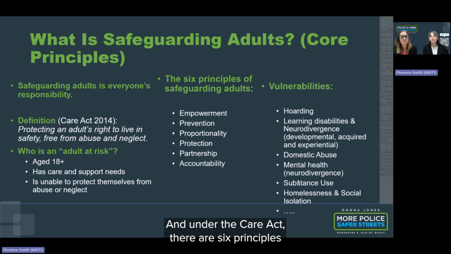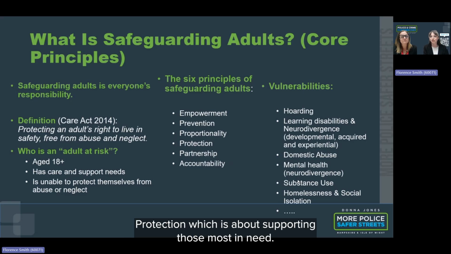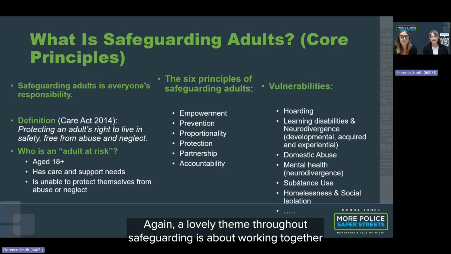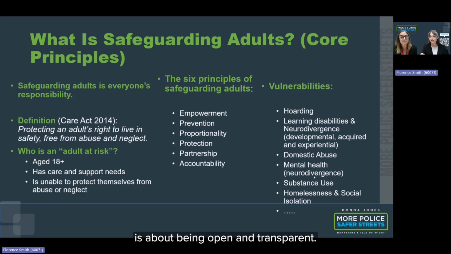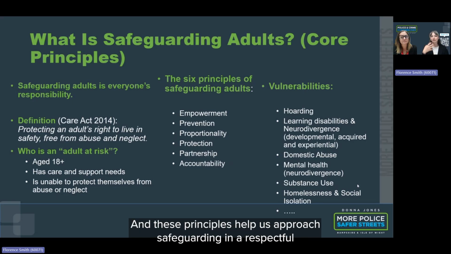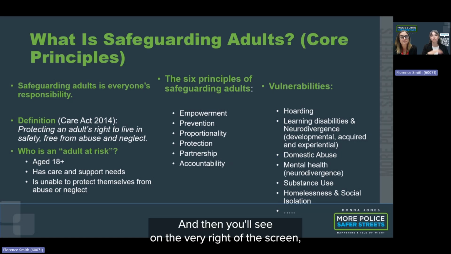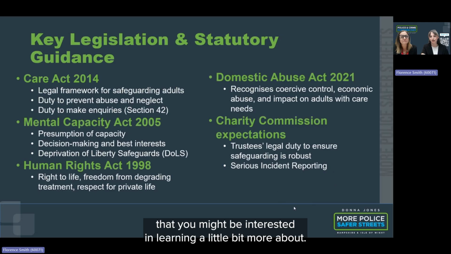And under the Care Act, there are 6 principles that guide all safeguarding work with adults. This is empowerment, so supporting people to make their own decisions; prevention, acting early to stop harm; proportionality, so ensuring we are responding in a way that is appropriate and least intrusive; protection, which is about supporting those most in need; partnership, again, a lovely theme throughout safeguarding, is about working together and working with other agencies; and accountability is about being open and transparent. And these principles help us approach safeguarding in a respectful and person-centered way. And then you'll see on the very right of the screen some other vulnerabilities that come under adult safeguarding that you might be interested in learning a little bit more about.